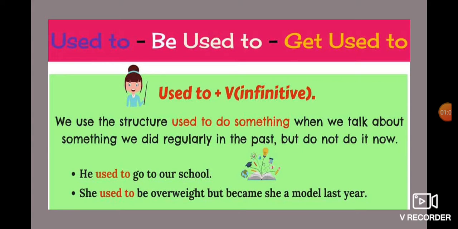And we use the structure "used to do something" when we talk about something we did regularly in the past, but don't do now. That means an action that you developed in the past, but you don't repeat in this moment. So in this case, you use this expression, "used to." What is the meaning in Spanish? Solía. And we have two examples here.